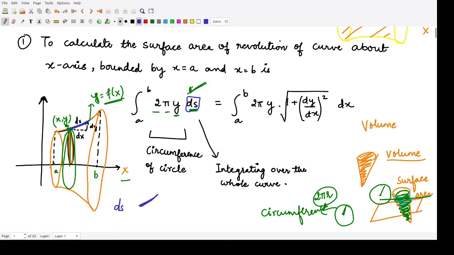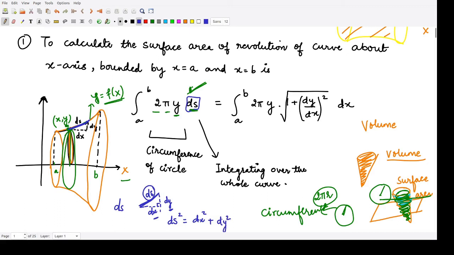What is this ds? Let me draw it here. So this is the curve, and this is the very small portion which is present on this curve. If I draw a perpendicular from this curve, this small distance would be dy, and if I draw a perpendicular in this direction, this distance would be dx. And this is ds. Now I want to calculate this ds in terms of dx and dy. How can I do that? I can use the Pythagoras law. So ds square would be dx square plus dy square.